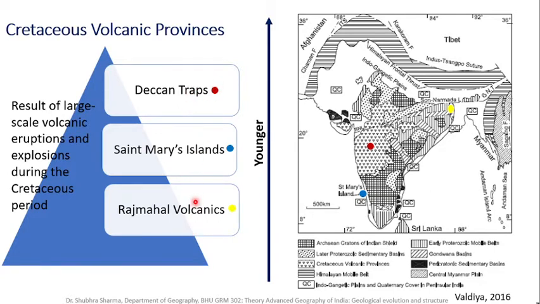We can classify these broadly into three types: the Rajmahal volcanics, St. Mary Islands, and the Deccan traps, and they become younger in that sequence. This map shows the distribution of these major rock formations. We have the Rajmahal volcanics marked by the yellow dot, St. Mary Islands off the coast of Karnataka marked with a blue dot, and the Deccan traps, which cover quite a bit of Peninsular India, marked by the red dot.